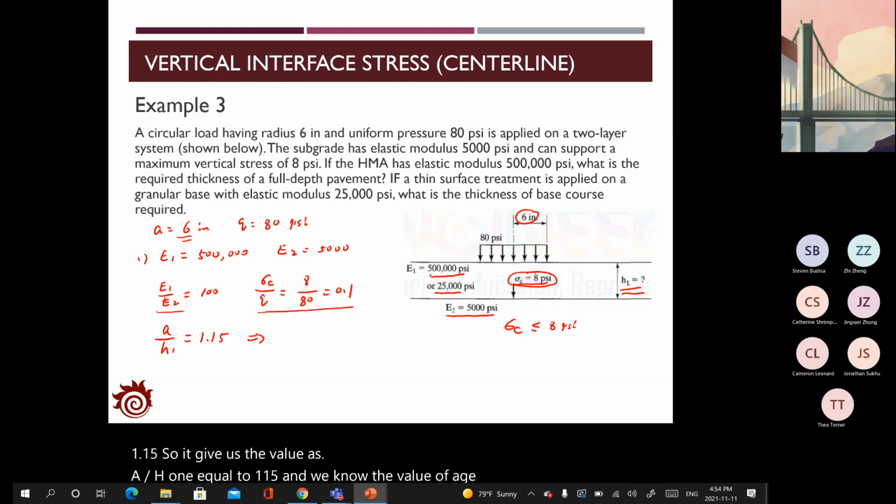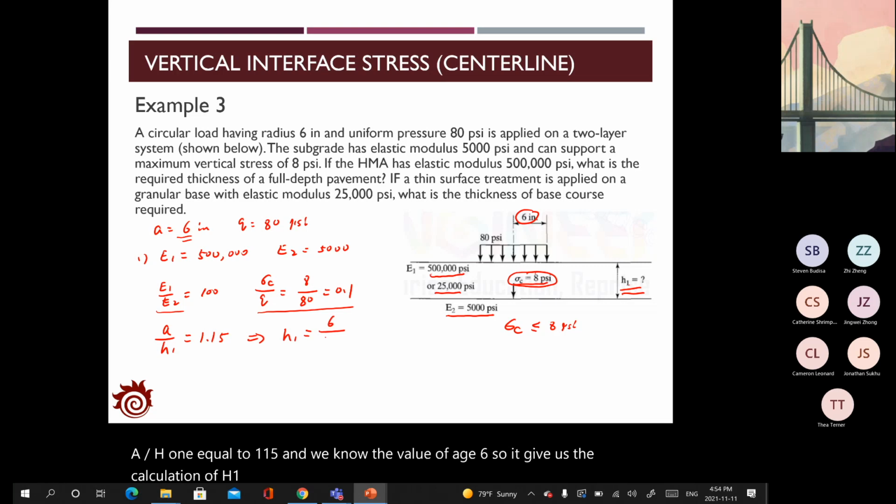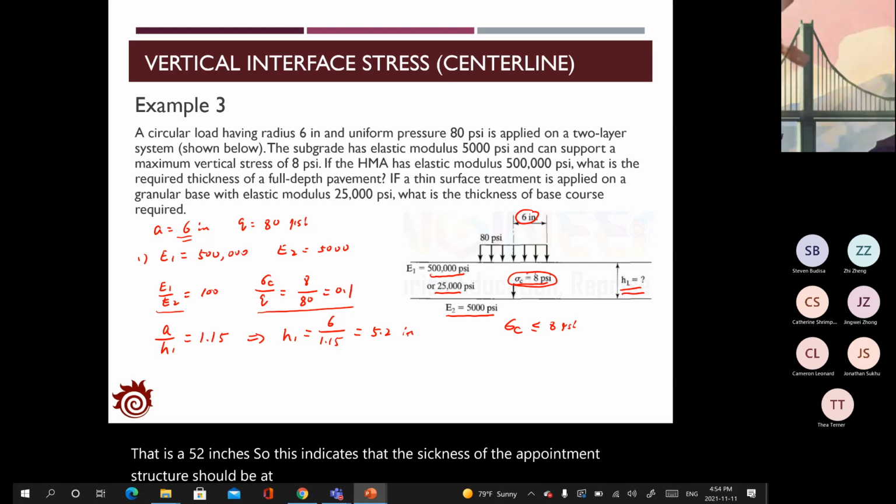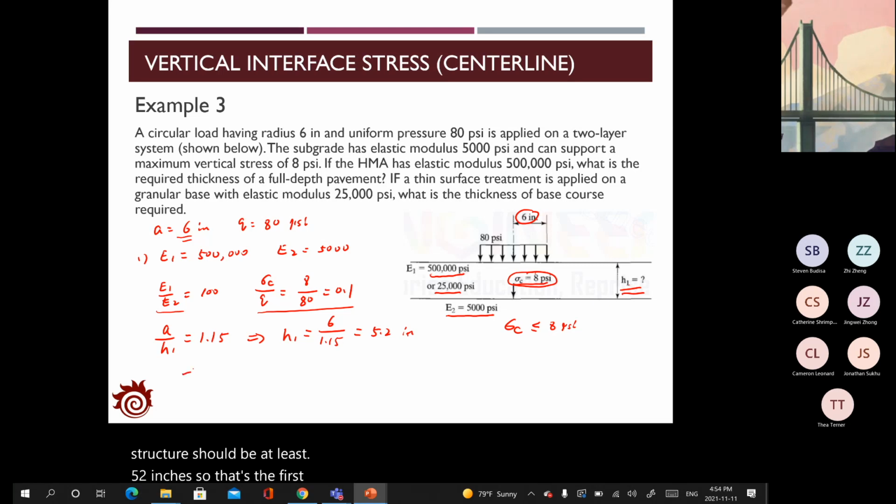So it gives us the calculation of H1 equal to 6 divided by 1.15. That is 5.2 inches. So this indicates that the thickness of the pavement structure should be at least 5.2 inches. So that's the first one. And for the second one, I will just leave it for you to do the calculation.